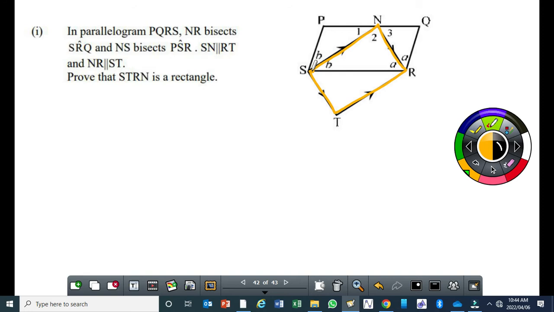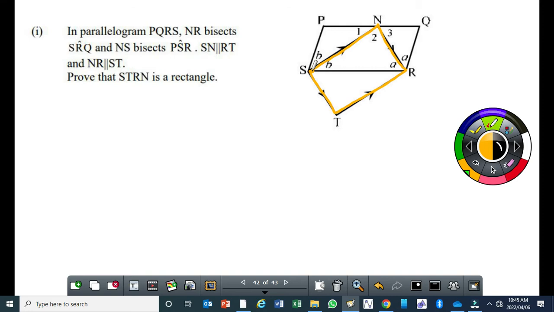Then you might also need to prove that it's a parallelogram and the diagonals are equal in length and they bisect. Right? Now, if you look at this question here, we are only given one diagonal for STRN, which means we cannot prove that the diagonals are equal in length and they also bisect. Which means the only way is for us to prove first that it's a parallelogram, then we need to figure out how to prove that one of its interior angles is equal to 90 degrees. So let's start with it being a parallelogram.